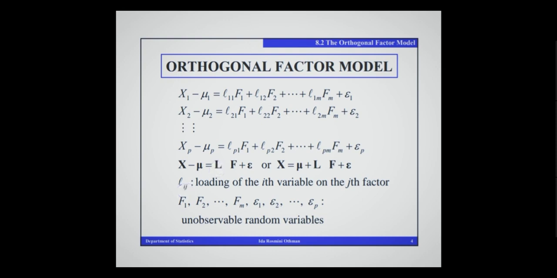And then F adalah factor, matrix of factor 1 until M. Okay, kita ada berapa factor. Plus epsilon. Okay, epsilon macam biasa error.